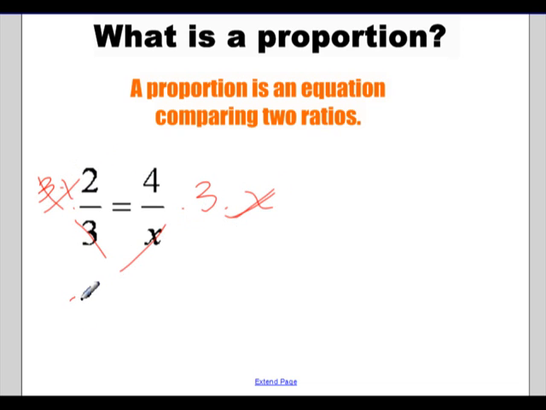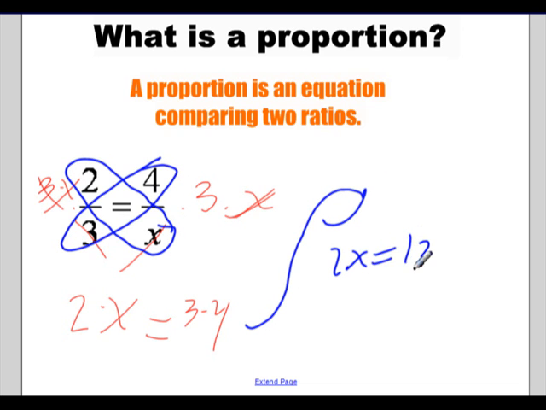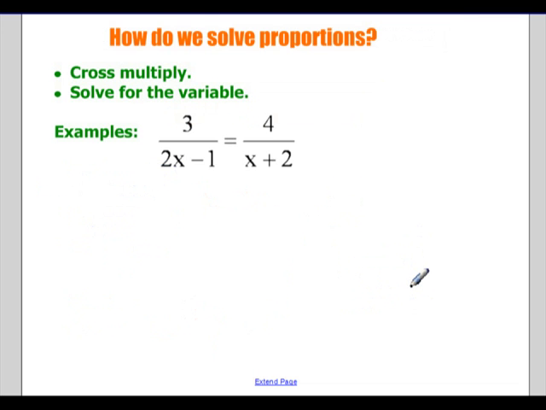And what you're left with is 2 times the x on the left and 3 times the 4 on the right, which is of course what you would have gotten had you simply cross-multiplied, had you simply multiplied those two together and set it equal to those two multiplied together. So to finish that off, we have 2x equals 12 and x equals 6, and that's solving a proportion.